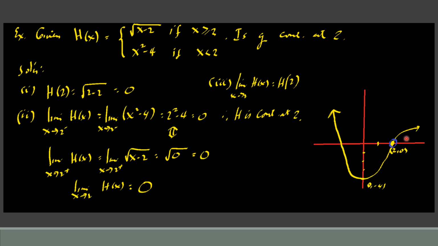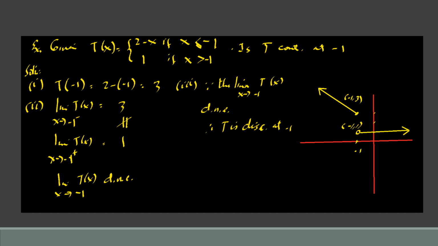But since the left end of the graph of square root of x minus 2, that is at x equal to 2, is (2, 0), then it makes the function continuous at x equal to 2. Though the point (2, 0) is excluded in the parabola, it is included, on the other hand, in the graph of square root of x minus 2. So there is continuity at x equal to 2.